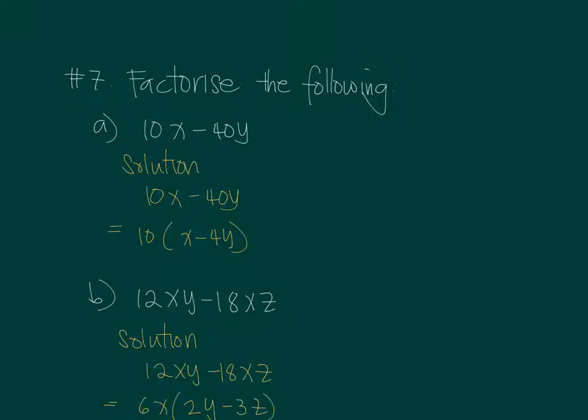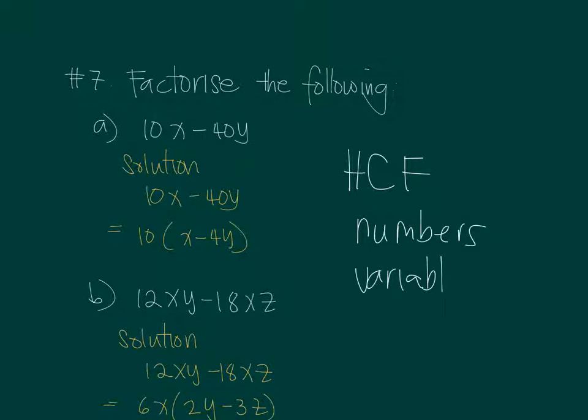So some notes: when you factor, you have to find the highest common factor for each term. And that means you have to deal with the numbers, and then you also have to deal with the variables or the letters. So two things that you have to note. Okay. So in this case, for the numbers you have 10 and 40. The highest common factor for 10 and 40 is 10. That's the highest number that can divide both 10 and 40. So we will be factoring out the 10.